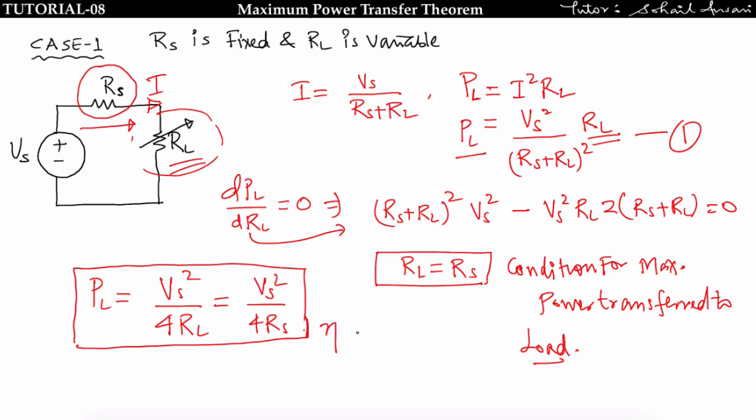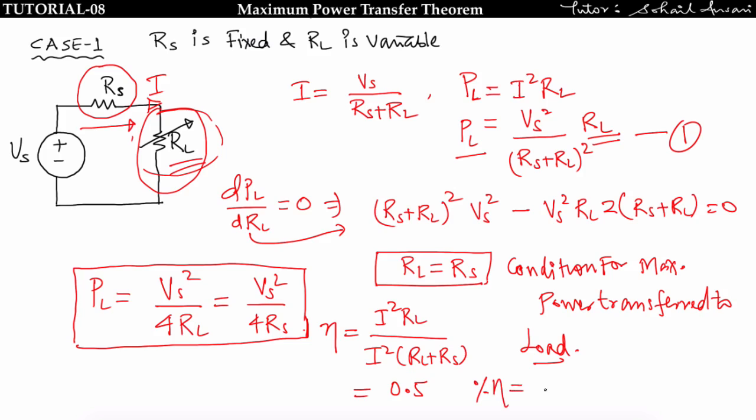Now you know the value of RL and you know the value of Rs, so you can find the maximum efficiency. Efficiency is given by output power upon input power. What is the output power? Output power is equal to I square into RL. We have to find the output across the load resistance. And what is the input power? Input power is equal to I square into (RL plus Rs). So after putting RL equal to Rs, you will get efficiency equal to 0.5, which means percentage efficiency is equal to 50%. Got it?